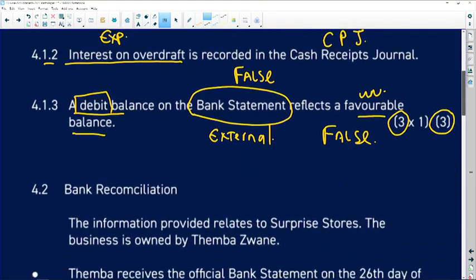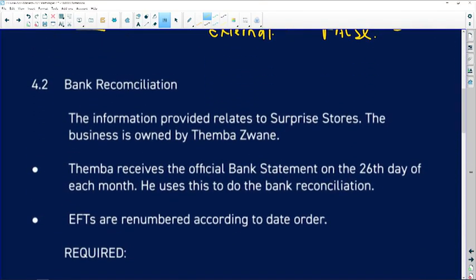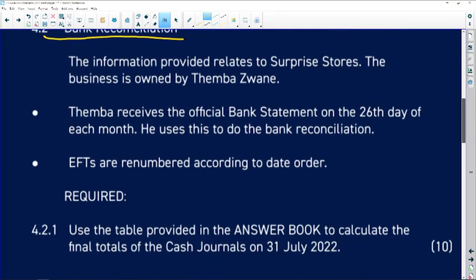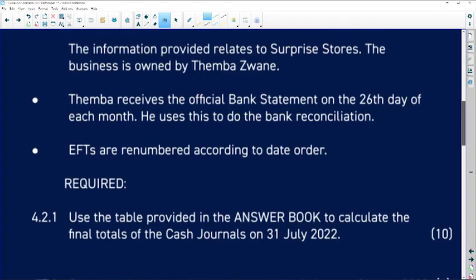Right, let's now move on to the rest of the question. So 4.2 is on bank reconciliation, the actual recon process. The information provided relates to Surprise Stores. The business is owned by Themba. Themba receives the official bank statement on the 26th of each month. He uses this to do the bank reconciliation. EFTs are renumbered according to date order. Right, we'll get to the required in a bit because that's obviously us answering the question.